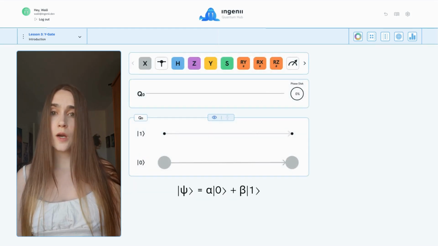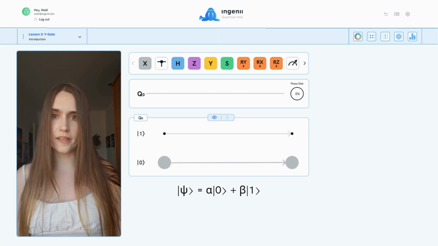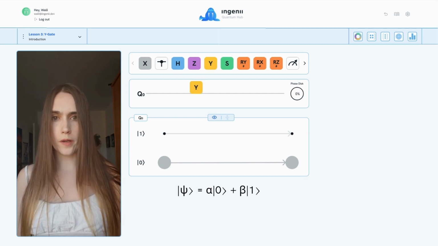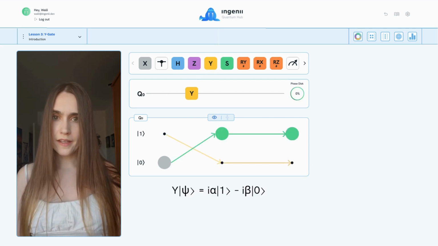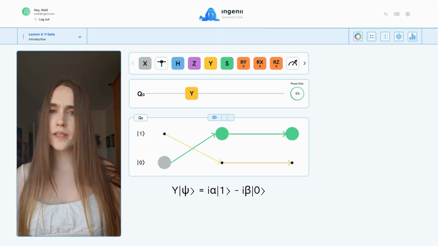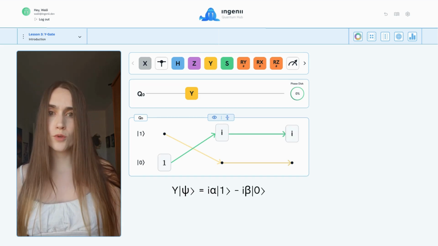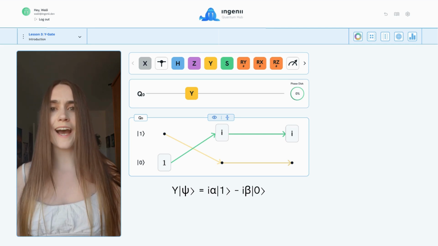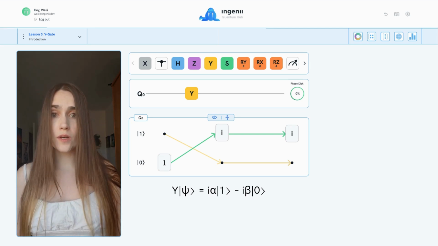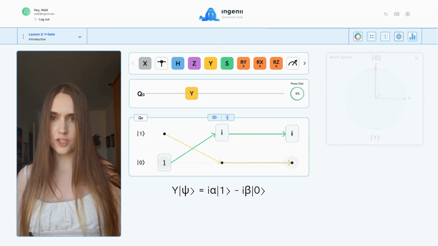Let's say that we start with a qubit in some general state, a combination of 0 and 1. When we apply the Y-gate, it swaps these components, but with a twist. The part that was in state 0 gets moved to state 1, with an added phase, and the part that was in state 1 gets flipped back to 0, also with a phase, but in the opposite direction.